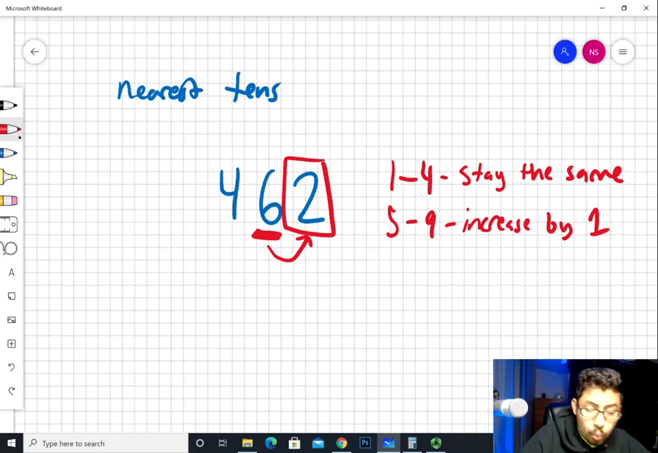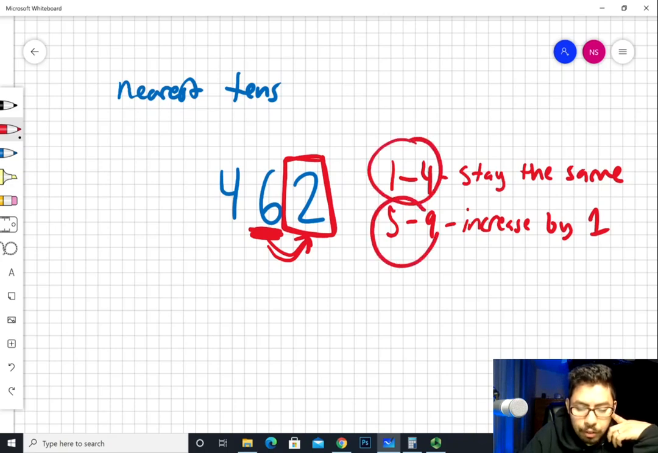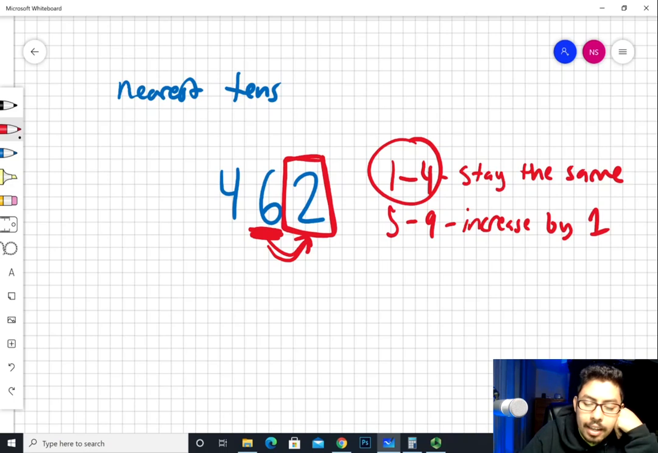So we went to our tens spot, which is a 6. We looked to the neighbor to the right. It was a 2. So I asked myself, 2, what rule does it fall under? Does it fall under the 1 to 4 or the 5 to 9? Well, obviously it falls under the 1 to 4, which means my answer is going to stay the same.